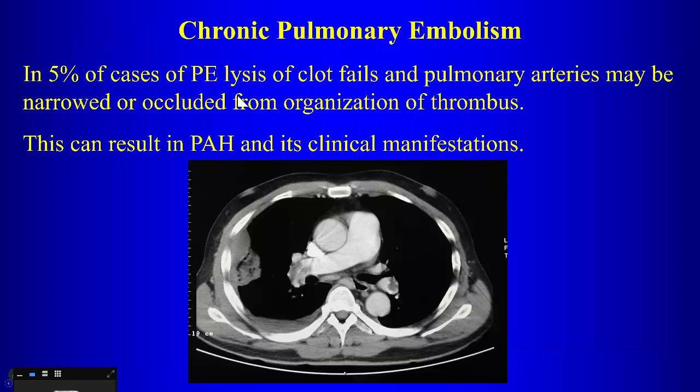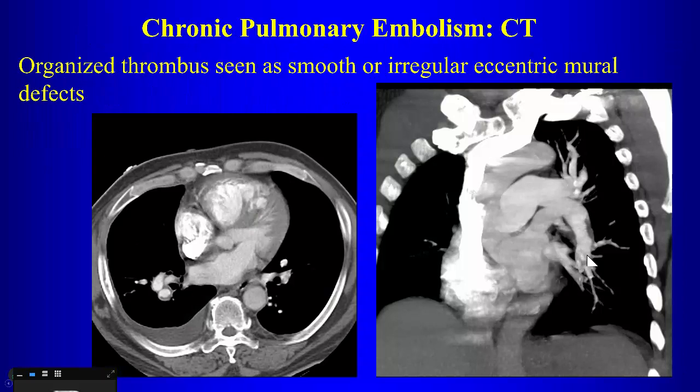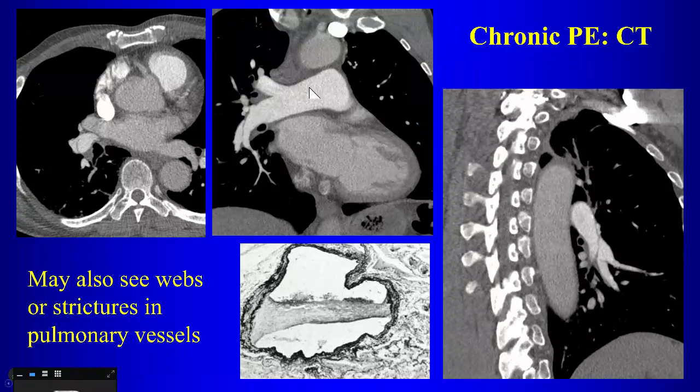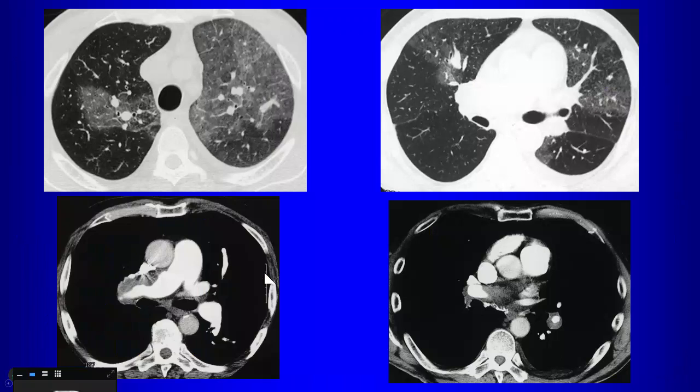So in 5% of cases, the lysis fails and it can result in chronic thromboembolic disease, which can result in pulmonary hypertension. So here's a big infarct, and there's your acute PE, and in some cases that can progress to chronic thromboembolic disease. For chronic thromboembolic disease, we look for signs of organized thrombus, so the filling defect will be in the periphery of the vessel. You can also see webs. Webs within the vessel are signs of incomplete recanalization. So webs within the pulmonary vasculature are also a sign of chronic PE, chronic thromboembolic disease.